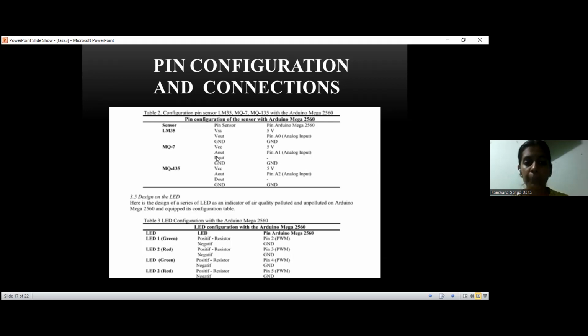Analog output and digital output are there for gas sensors like the MQ135. For the MQ7, there is only analog output, and for the MQ135, there is analog output too, because it has two versions of output. And if we use LEDs in place of the LCD for small purposes, we can use 4 LEDs: 2 green and 2 red. The 2 green LEDs give the positive value and should be connected to the second and fourth pins. The 2 red LEDs give the negative value and should be connected to the third and fifth pins. All the ground pins are connected to the negatives of the LEDs.